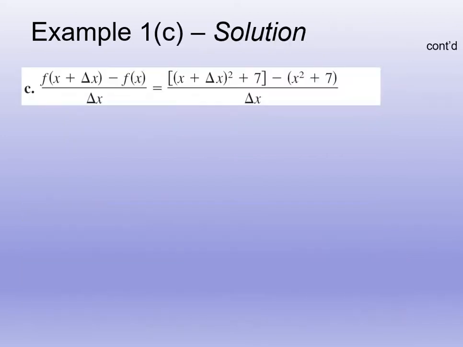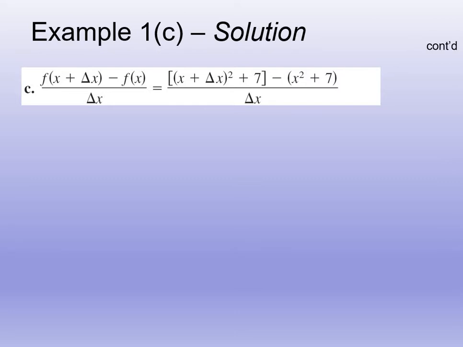So we're going to take that original equation, x squared plus 7, and we're going to substitute in x plus delta x for x squared. So we're going to get x plus delta x quantity squared plus 7 minus f of x. F of x is our original function, x squared plus 7. So we're going to replace f of x with x squared plus 7 and then divide by delta x.